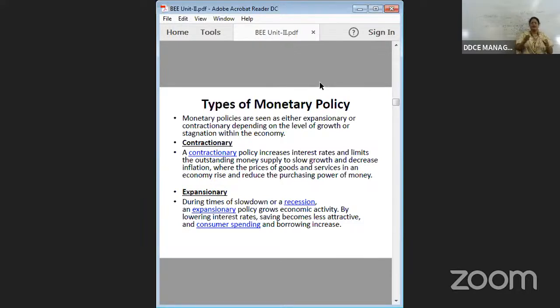But individually, RBI was being somehow go to depression. So RBI का क्या होता है ना, वो खुद depression में जाता है. But it was contradictory क्योंकि it was saying that RBI always look to the general public. फिर होता है explanatory और expansion कहते हैं, कैसे होता है. During the time of slowdown or a recession, an expansion policy, growth policy of economic activity was being initiated. By lowering the interest rate, savings become less attractive, so that consumer spending and borrowing increases.